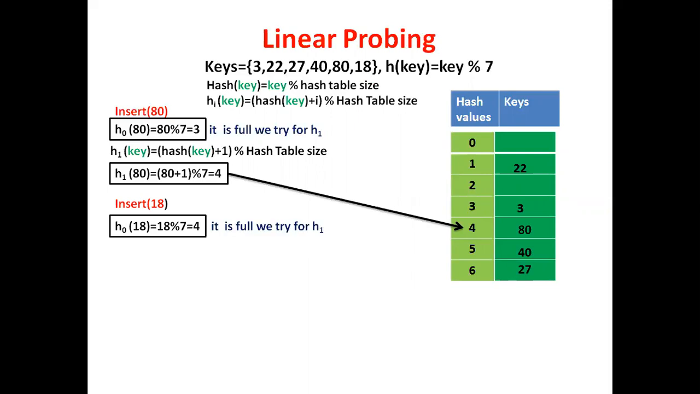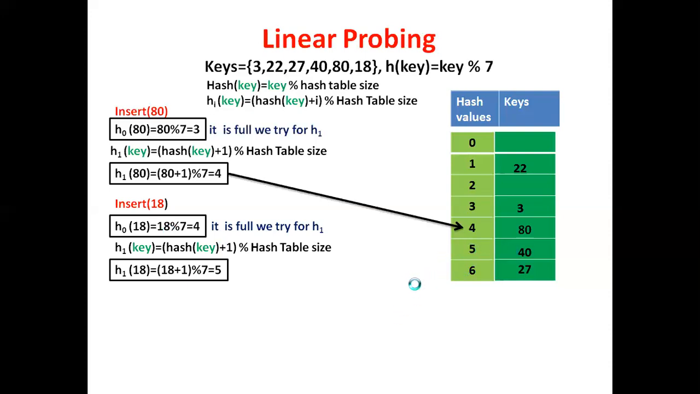Now if it is full, then we try for H1. So what is H1? H1 of key is equal to (hash(key) + 1) modulus hash table size. So what is the hash key here? 4 only. Otherwise, 18 you can take. So hash of 18 plus 1 is 19. 19 modulus 7 means 5. Okay, so check whether the fifth bucket is empty or not. No, the fifth bucket is already filled by 40. We cannot insert 18 at the fifth bucket.